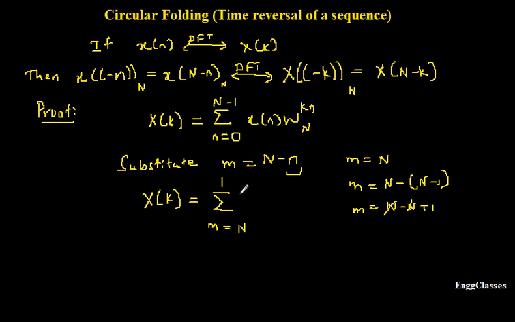What I have later, x of n. So what is this n going to be in terms of m? I'll just take this m to the LHS and take n to the RHS. I'm going to get N minus m. Is that fine? W_N to the power k n, and I have a small n here, which is equal to, I have written here, N minus m. So I will write N minus m. So this is what I'm going to get now.